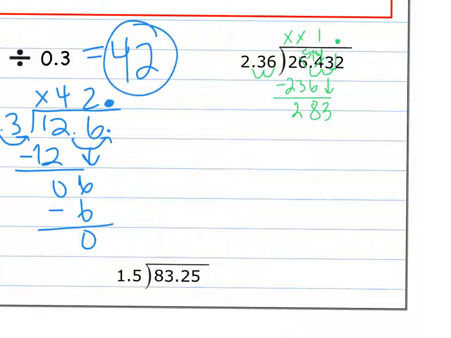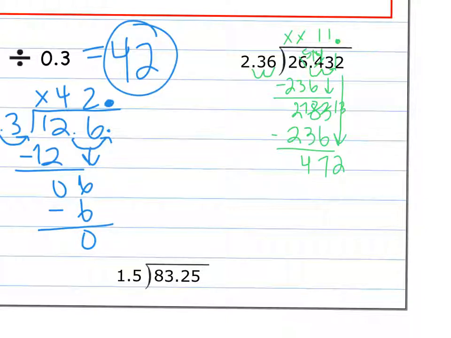236 goes into 283 one time. Multiply. 236. Do your subtraction. Can't take 6 away from 3, so we have to regroup. So this is now 13. 13 minus 6 is 7. 7 minus 3 is 4. 2 minus 2 is 0. Bring down the next number.